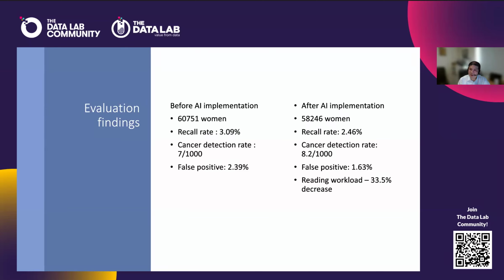So before implementation, as you can see in the middle of the screen, 60,000 women, cancer detection rate was 7. After the AI was turned on, so they did it the same as the mass size style, one human and one AI after they turned it on. Recall rate dropped, meaning number of women they call back, but they picked up more cancers. Their false positives, meaning things that they call back but turned out to not be cancer, also dropped. Their reading workload, because they had moved to one AI and one human pathway, 33% less work.